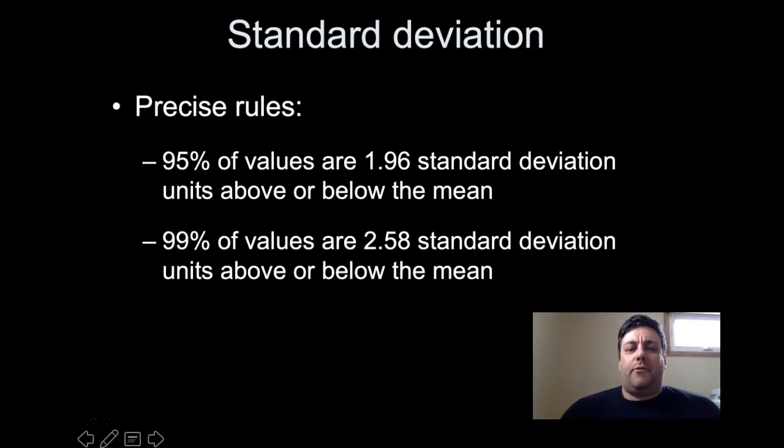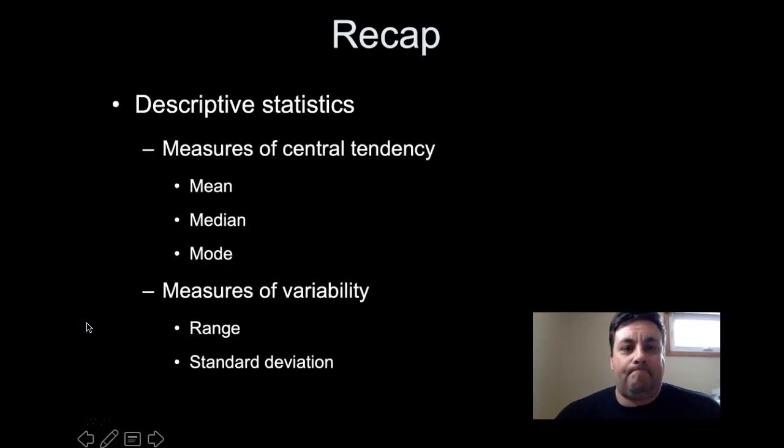So there are some precise rules for a standard deviation. 95% of values are 1.96 standard deviations above or below the mean, and then 99% of values are 2.58 standard deviations above or below the mean. And these values will become meaningful when we start to look at p-values and when we start to do some significance testing over the course of the next couple of weeks.